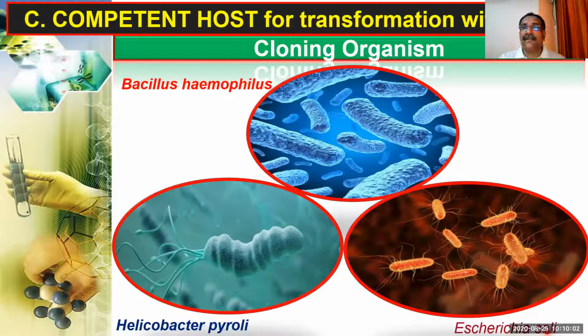Nothing is given in the book about a competent host. Actually, a lot of it could be explained, but I don't want to explain because I know you won't like it. So that is why I'm not asking anything like this. E. coli is used on a large scale for transformation, or as a cloning organism.